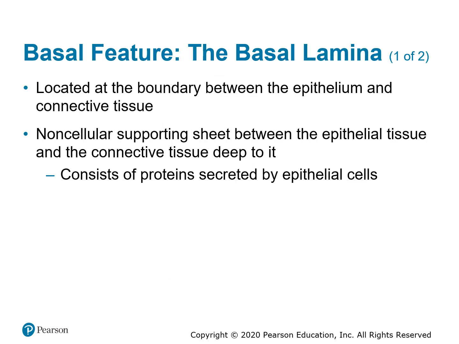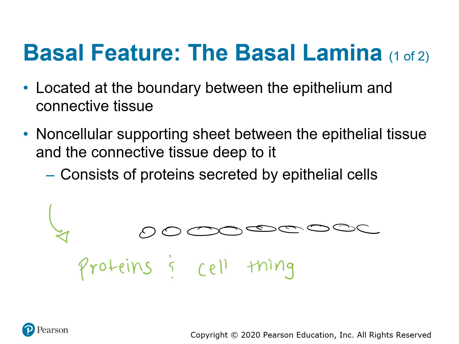So we've talked about some of the apical features. We're going to talk about a couple more apical features in a minute, but let's talk about some of the basal features. The basal lamina is essentially just a layer of non-cellular material. Usually it's just a bunch of proteins and other cell things that lay in between the bottom cell layer and the connective tissue below.